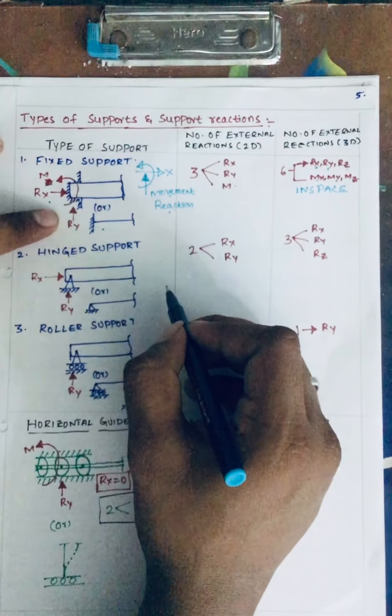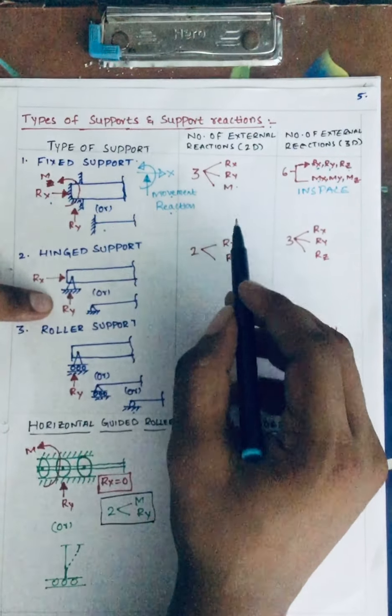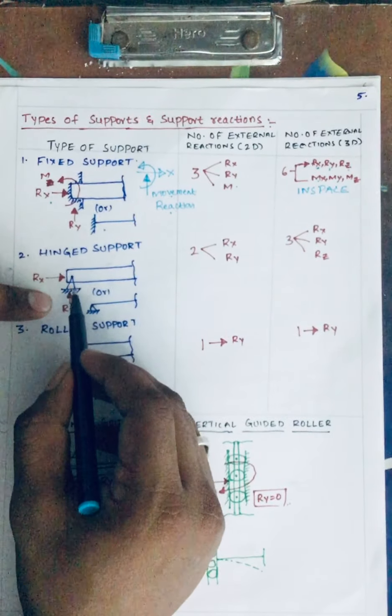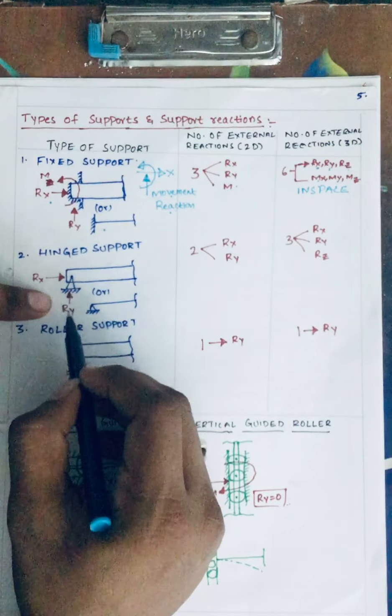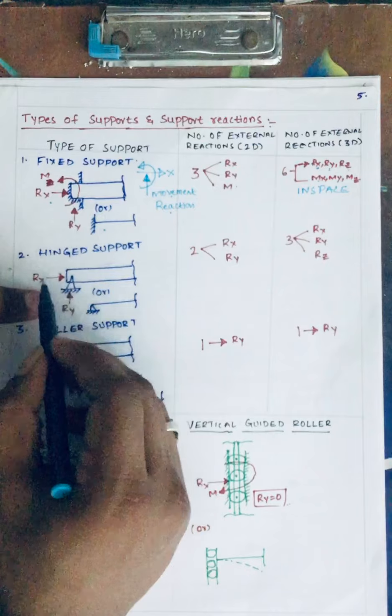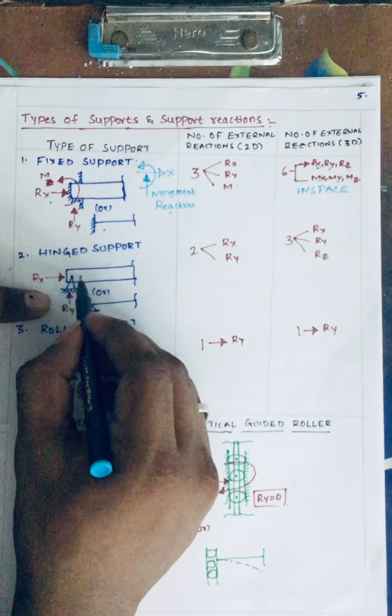Next one is hinged support. In the hinged support, reactions are 2. Hinged support cannot translate in y direction, cannot translate in x direction, that is, cannot move in x direction. But it can have a rotation.